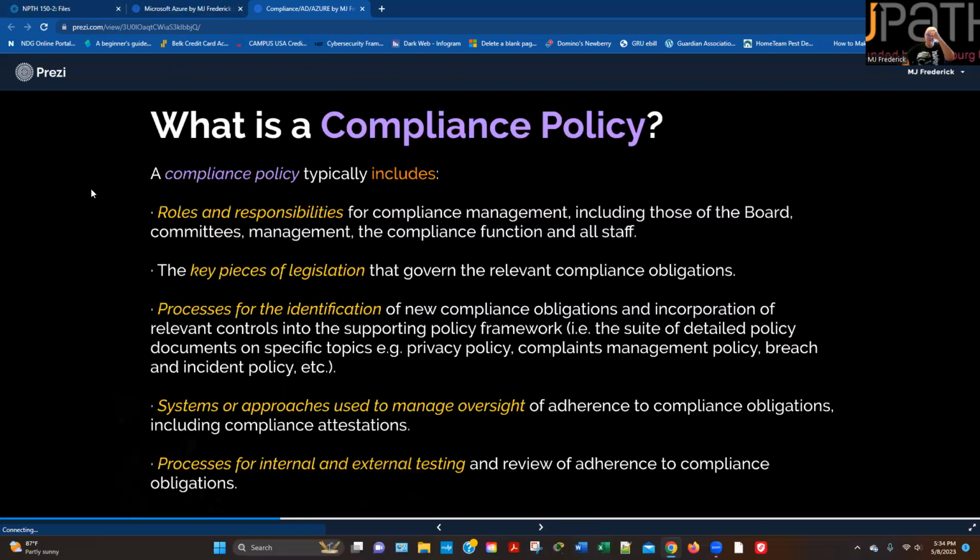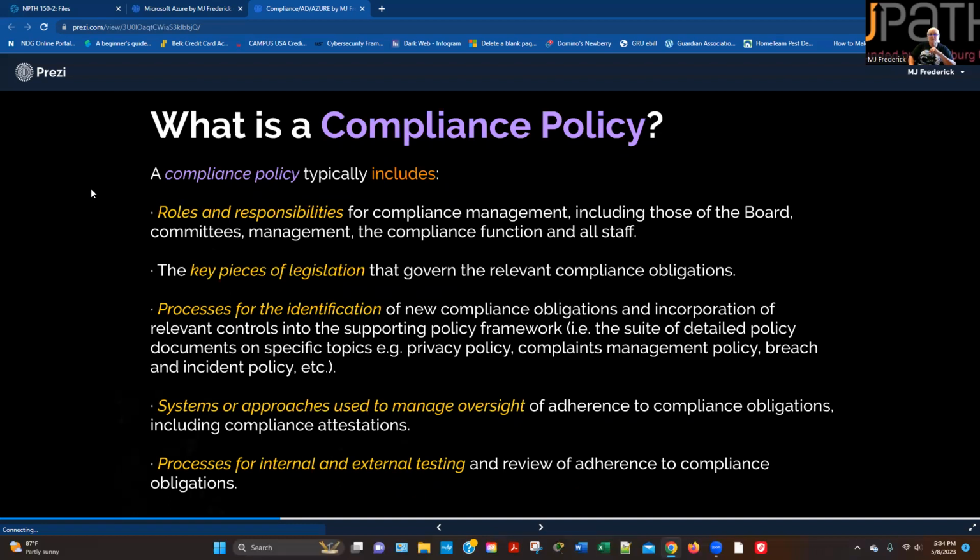Now, compliance policy. What is a compliance policy? Roles and responsibilities, key pieces of legislation, processes for identification, systems or approaches that we're going to use to manage oversight. You have oversight committees for things. You have the same thing in an organization. And processes for internal, external testing.